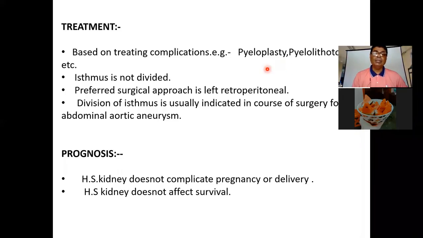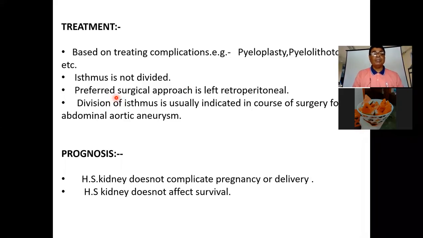And remember, we don't go for division of the isthmus. We do not try to reposition the kidney to its original position. It will remain in its lower down position. We will not go for removal of the isthmus because it is not at all required. We will only treat the complication by pyeloplasty or pyelolithotomy. Okay?